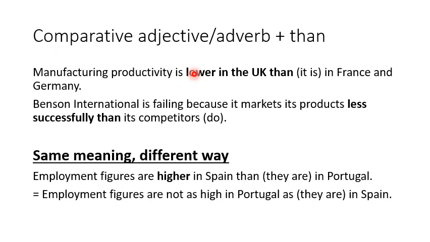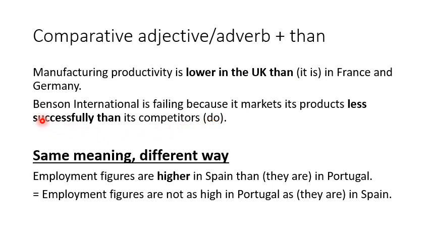Another important and simple tool we can use in making comparatives is "than." For example, manufacturing productivity is lower in the UK than in France and Germany. So the manufacturing productivity in France and Germany is better than manufacturing productivity in the UK. Very simple tool to make a comparison.